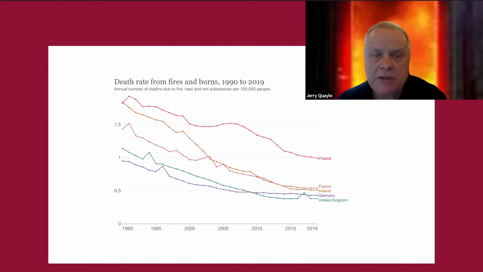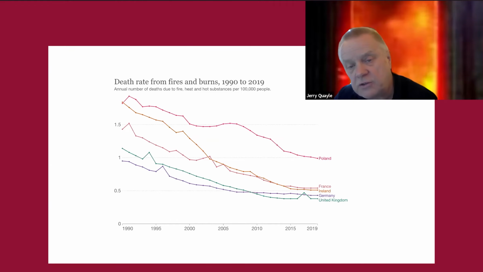Death rate from fires and burns, 1990 to 2019, for these five countries represented in the European theatre of operations. You can see back in 1990, we killed quite a lot of people in fires per 100,000, but this has gradually been going down in all countries. And indeed, you'll see that we actually had a slight blip in 2017, and we all know why that was.